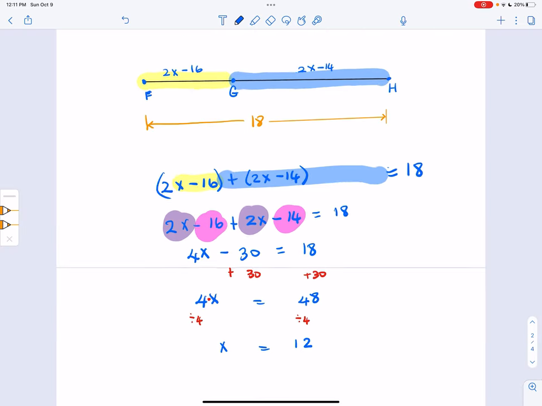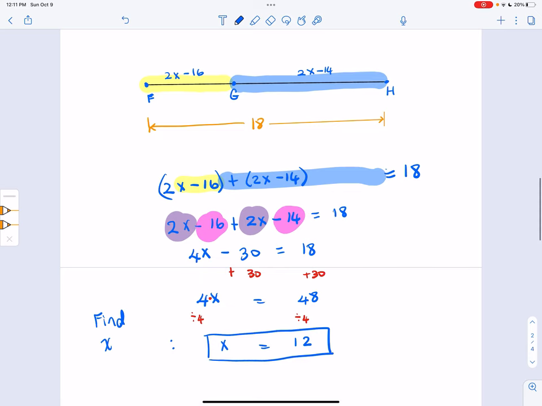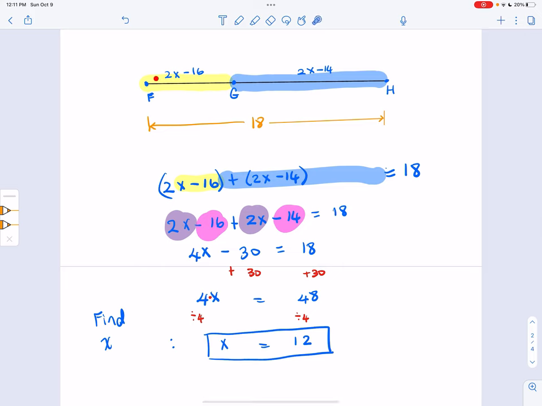Now I didn't actually ask a question here. If the question was find x, then the answer would be x is equal to 12 and we'd be done. However, if the question asked what is the length of the segment FG, then you would take the x, plug it in here to find your answer. If the question was what's the length of segment GH, you take the x and substitute it in here to find the answer. All right, but all I wanted was the value of x, so we're done.